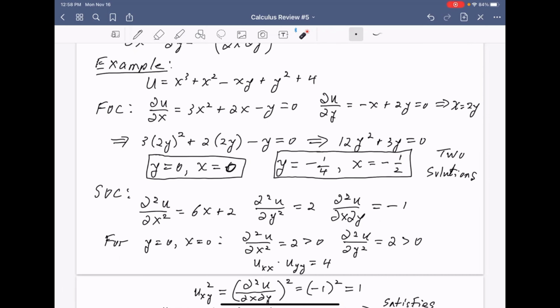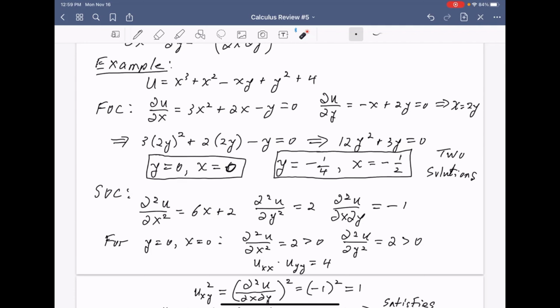So we take the second partial of the utility function with respect to x, and we get 6x plus 2y. If we do the same with respect to y, the second partial of the utility function with respect to y, we get 2. And we get this cross product term, if you like, the second partial with respect to x and y, which is equal to minus 1.